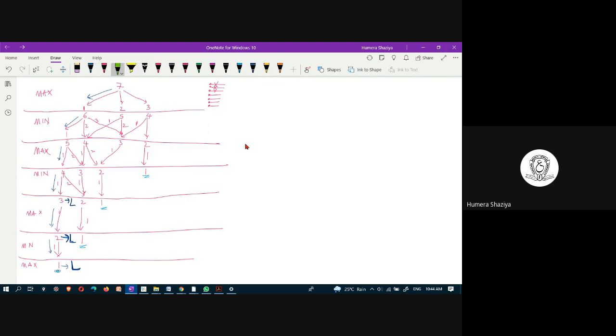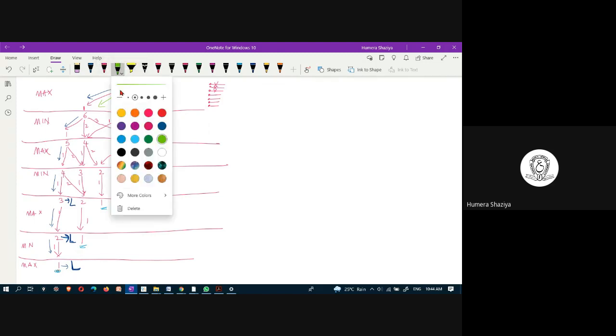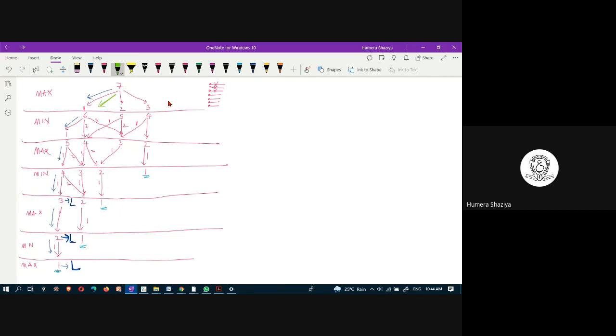When you take this route again, out from 7, Max will pick 1. Then from 6, Min would pick 1. Then from 5, Max would pick 2. If Max picks 2, then we are going to this path.